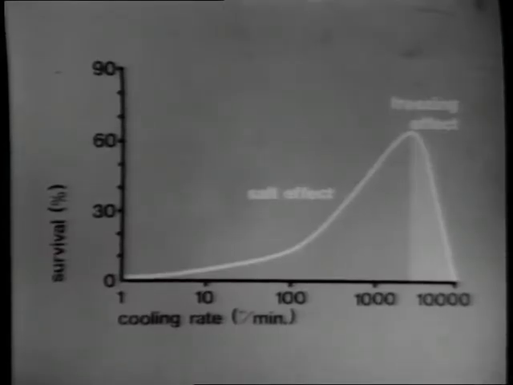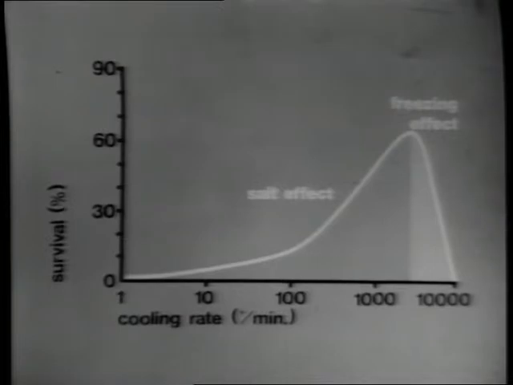Now, all these experiments were done with relatively slow cooling rates, and I mentioned initially that there is a possibility that intracellular freezing could occur when cooling is rapid. So let us look and see whether cooling rate does in fact have any effect on cell survival. This is a graph showing the survival of human red blood cells after cooling at rates between 1 and 10,000 degrees centigrade per minute. You can see that survival increases as the cooling rate is increased to 3,000 degrees per minute and then falls off.